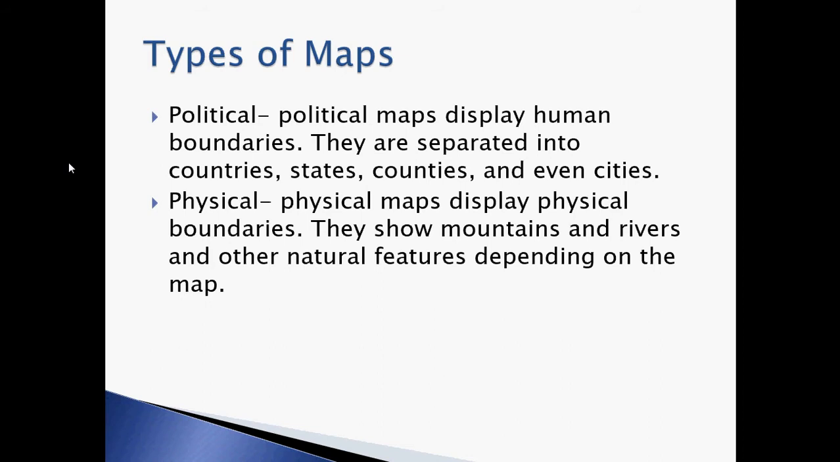And then there are physical maps, which display physical boundaries. They show mountains and rivers, like I said in the PowerPoint. They will often be topographic, meaning that they'll show the sort of elevation and terrain of any particular area. They'll oftentimes include all bodies of water, and they won't necessarily include the political boundaries. You can have a map that is both political and physical if it not only shows the human boundaries but also the natural features. But typically speaking, they fall into one category or the other.